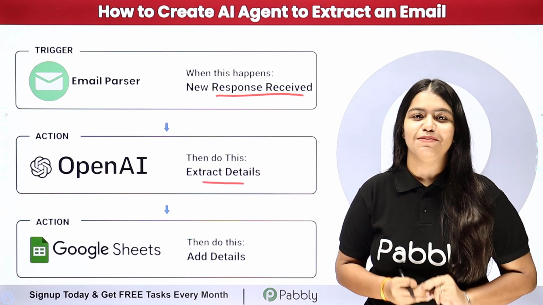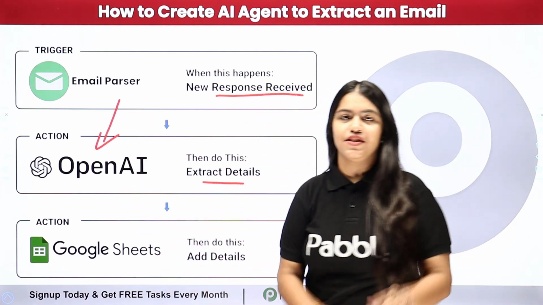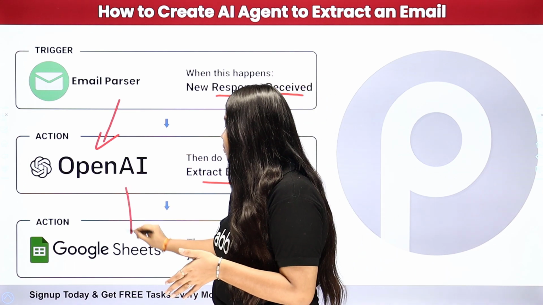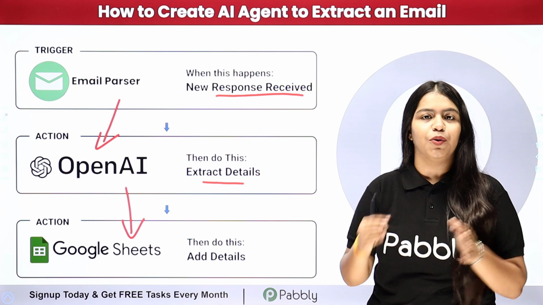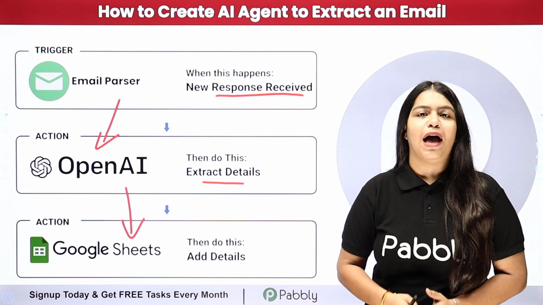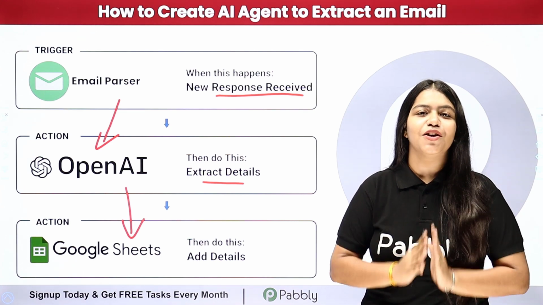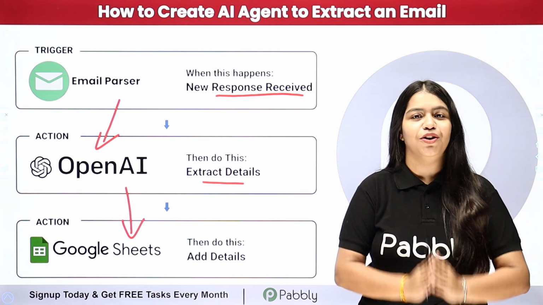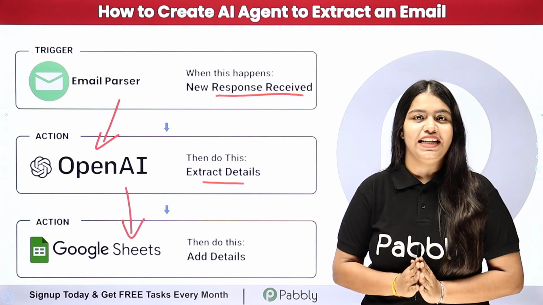So to do this, we are simply going to create a connection between email parser, OpenAI, which is our AI agent, and then Google Sheets. And to create this connection without knowing any programming or coding language, we are going to use Pabbly Connect. It is an amazing automation software. So do you also want to create this amazing automation for your own business? Then for that you have to come with me towards my screen.